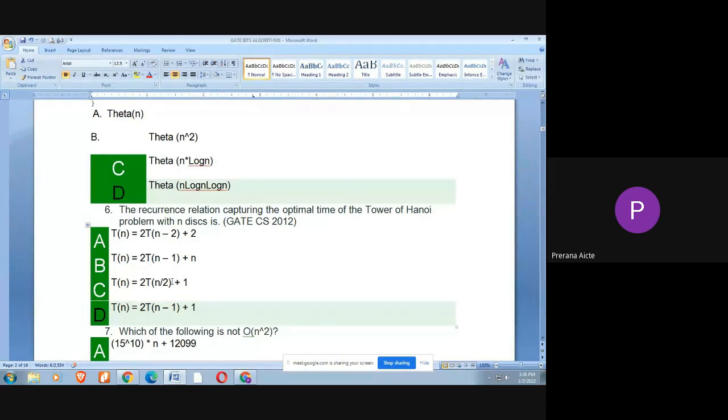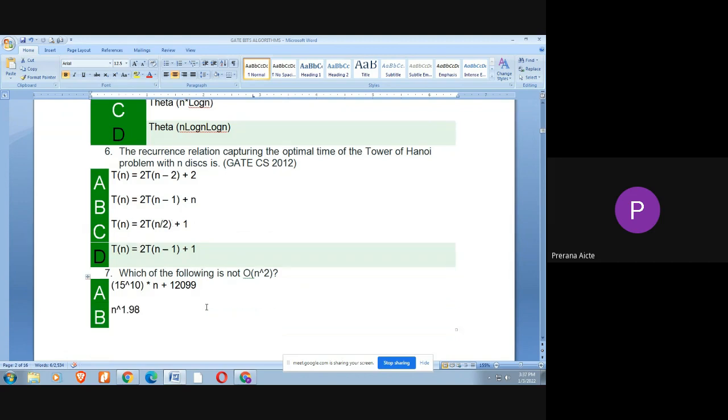It is going to be T of n equal to 2 into T of n minus 1 plus 1. Plus 1 in the sense we are moving one disk each time, and we are moving the remaining n minus 1 disks to the other tower, and we are placing the last disk in its correct position. So it is going to be 2 into T of n minus 1 plus 1. So for the Towers of Hanoi problem, the recurrence relation for n disks is T of n equal to 2 into T of n minus 1 plus 1. So the answer is option D.